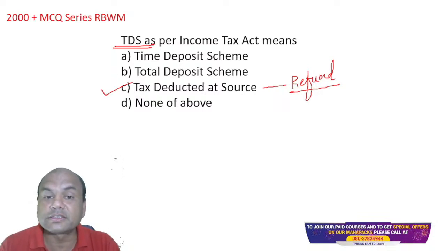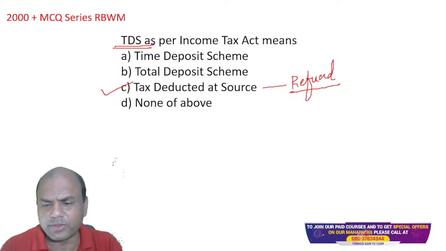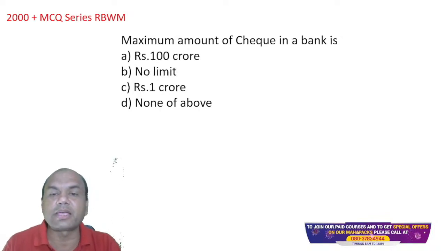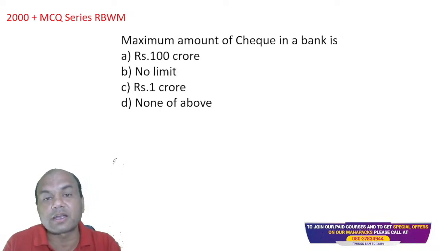Because whatever TDS is deducted, you should get a refund if your income level is below the taxable limit. Maximum amount of check in the bank: what is the maximum amount of check I can write?